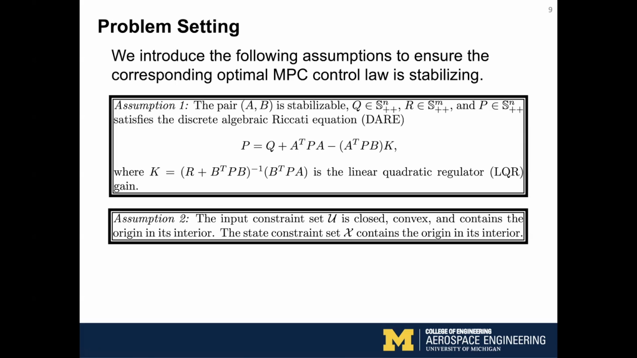Having defined this optimal control problem, we make the following two assumptions to ensure that the optimal MPC law is stabilizing. These are assumptions on the A and B matrices, the positive definiteness of our weighting matrices, how we choose our terminal costs, and how we define our state and input constraint sets.